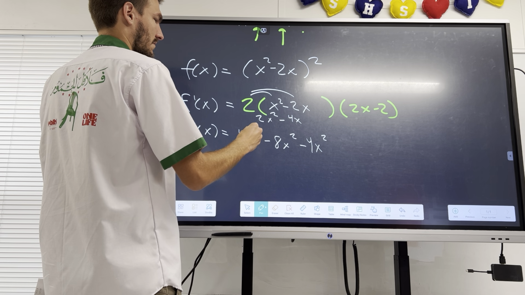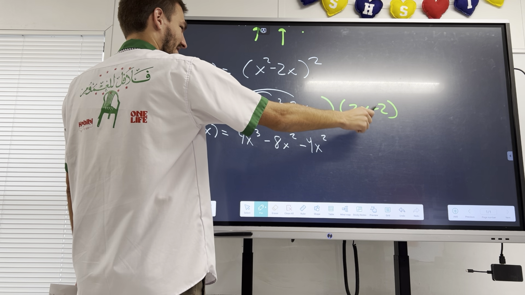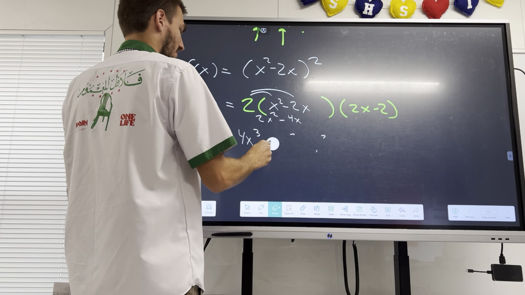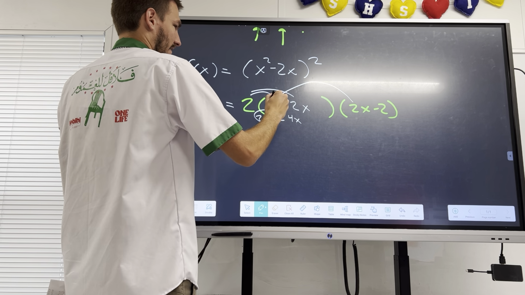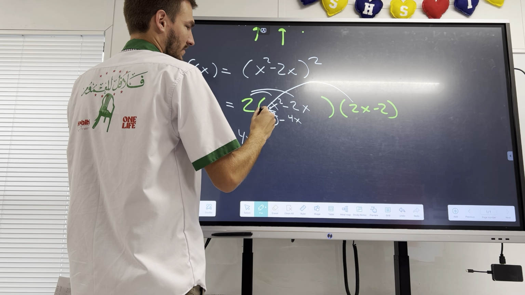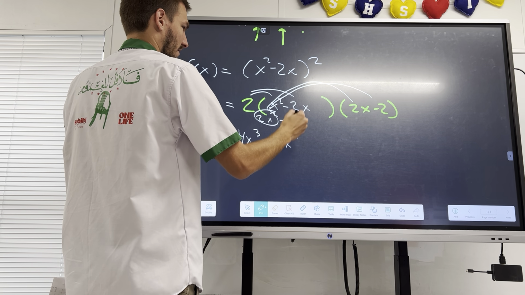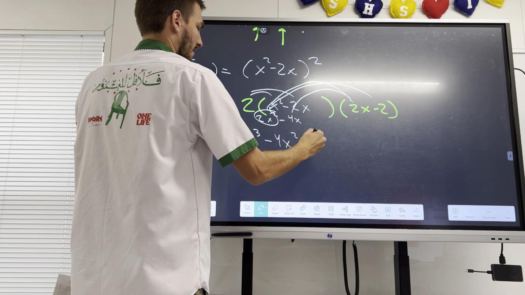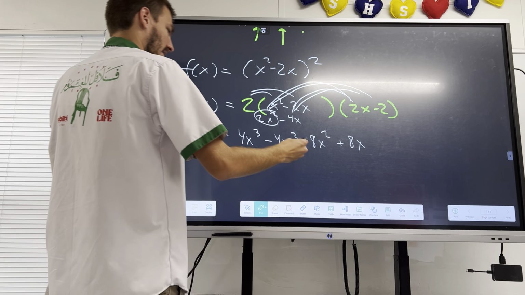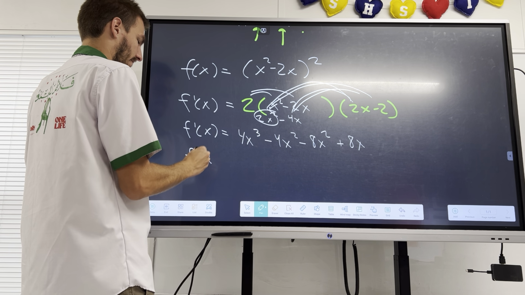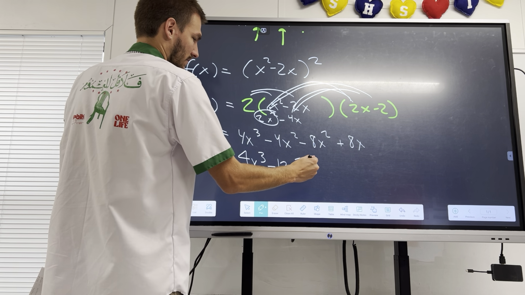What have I done? We did this and this. Then we did this and that. All right, let's go back. Early morning, foiling. Got it. I guess these are both going to be the same. Minus 4x squared, and that's going to be minus 8x squared, and then that's going to be plus 8x. I don't know that I actually made a mistake, I just got a little twisted up. 4x cubed minus 12x squared plus 8x.